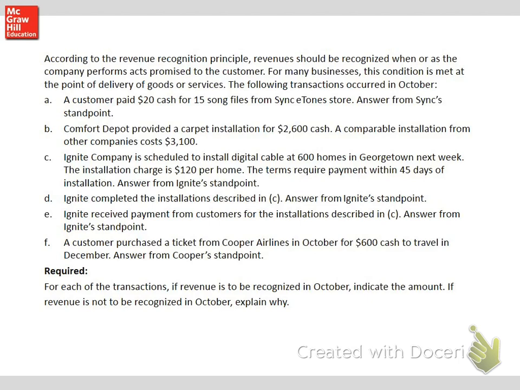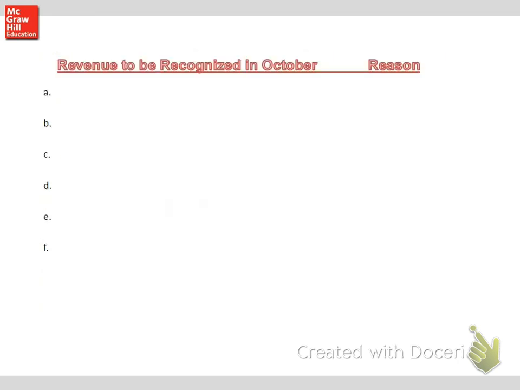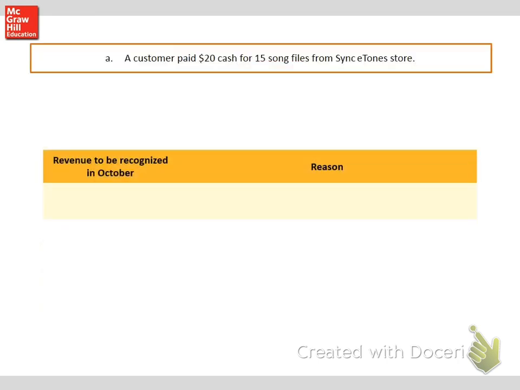Okay, we'll go ahead. With this one, the reason I like this example versus one that was actually in your book, I like that it had different companies for each one, so you don't get standard with the journal entries. So let's go ahead and take a look. The first one is a customer paid $20 for 15 songs from the Sync eTunes store. So first of all, does this affect revenue in October? Yes. All right.